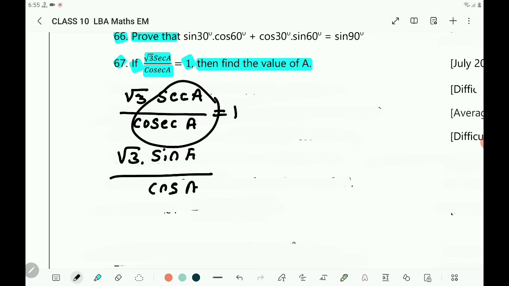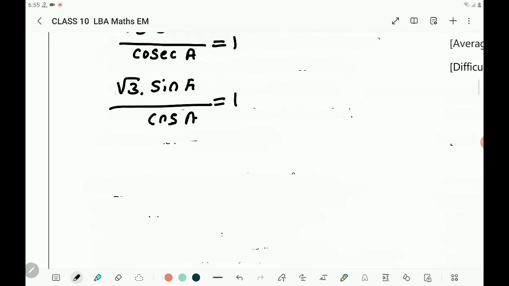Secant A by cosec A is nothing but sin A by cos A. Then you write that is equals to 1. Then you write root 3 as it is. Sin by cos is tan. Then you write this is tan A. Sin A by cos A is tan A equals 1.